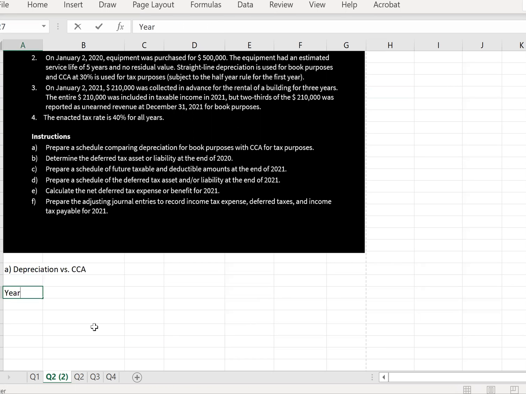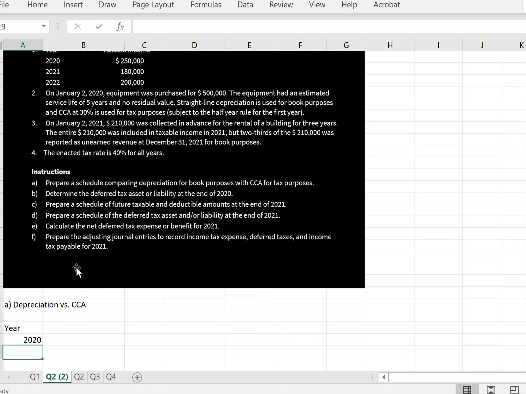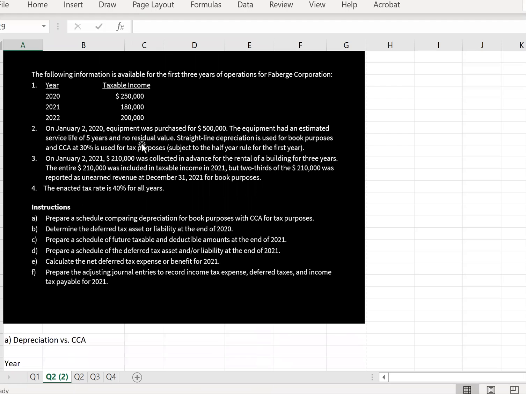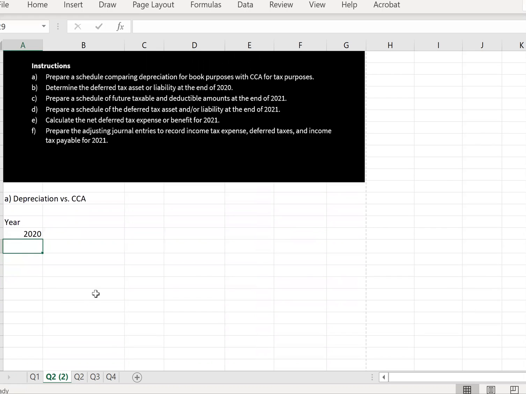So here, let's find a year down here. And the current year is 2020. And how far am I going to run out this schedule? Well, we're told that for accounting purposes, the useful life is 5 years. So let's run it out at least 5 years. So 2020, 2021, 2022, 2023, 2024. So that's 5 years right there. And I'm actually going to run an extra column just called remainder, and I'll explain that as we go.